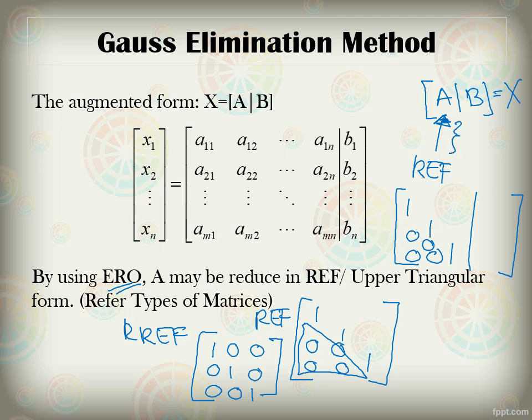Okay, so throughout this process, to reduce your A in the form of REF, it will involve ERO, where elementary row operation will reduce the whole row, including your matrix B on this side. So automatically when you apply ERO, B will also change. Okay, right. So we go to the next slide.